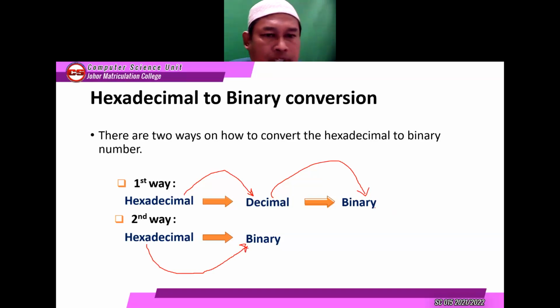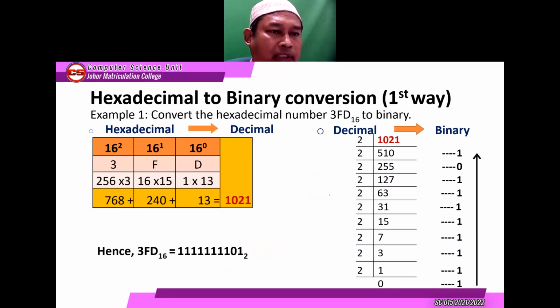Example question from PSPM. Please read very carefully, because the question may ask you to convert from hexa to binary numbers via decimal numbers. You must read the question carefully. So this is the first way to convert from hexadecimal numbers to binary numbers.